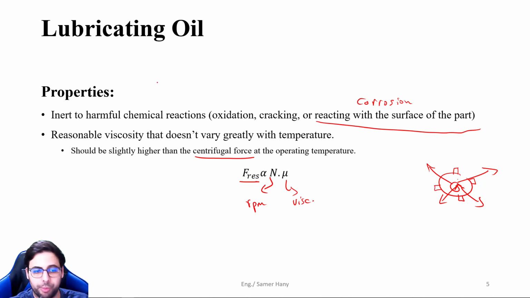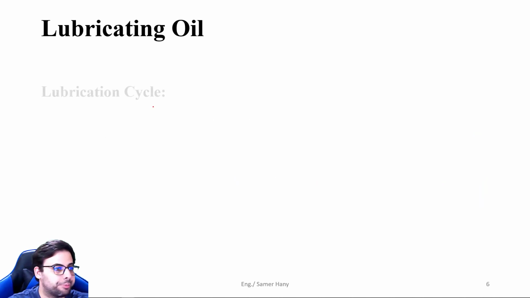Okay, so at the same RPM, if this gear is rotating at a certain speed, when we increase the viscosity, the resistance force increases as well. So we want the stickiness of this oil to be high enough to stick to this surface and not fall off the surface of the moving part, but we don't want it to be very high so that it starts imposing a load on the motor or increasing the load in the motor. Okay? All right. So how do we apply this lubricating oil in the machinery?